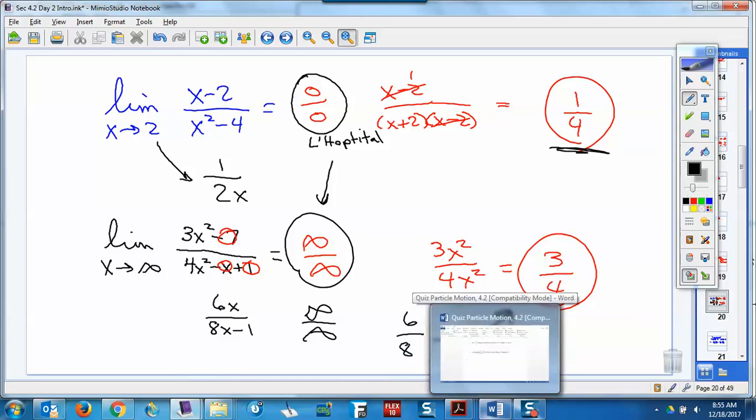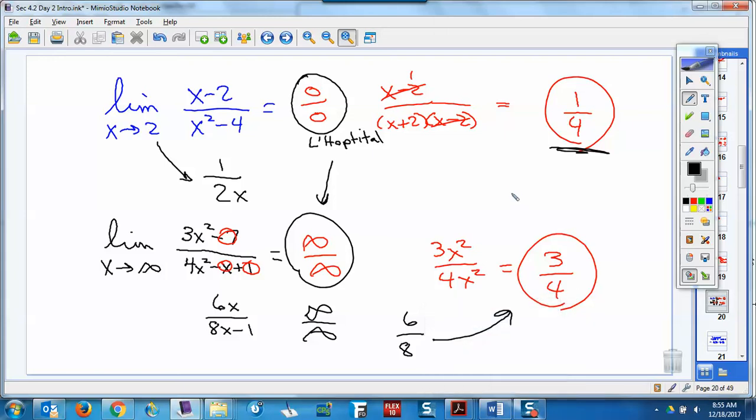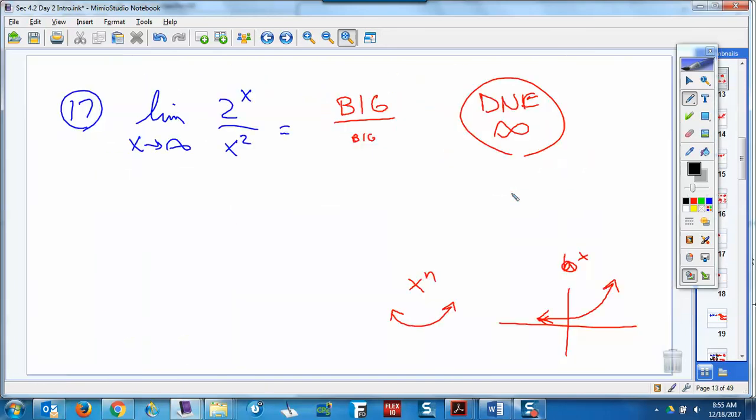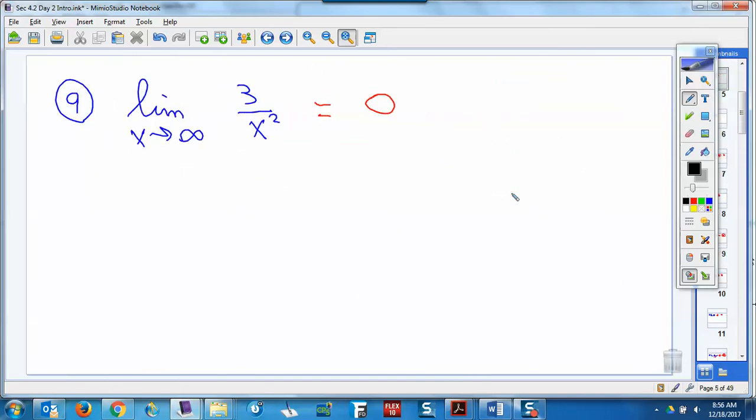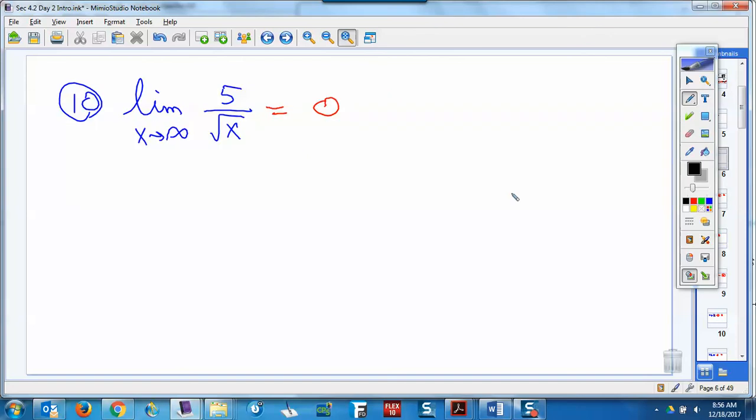3/4. L'Hopital's rule only works, and I cannot emphasize this enough, only works when you have 0 over 0 or infinity over infinity. Only works in those cases. So, we go back to our homework. I give you this problem on the quiz. L'Hopital's rule? No. It's 3 over a really big number, it's 0. So it isn't an answer to everything. L'Hopital's rule? No. Just think it through.